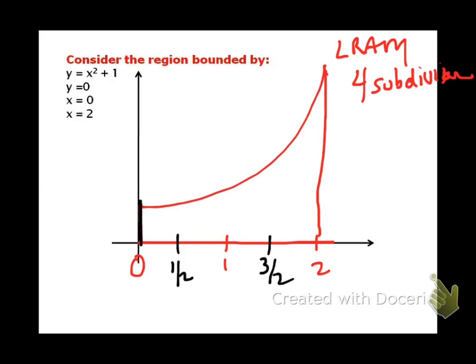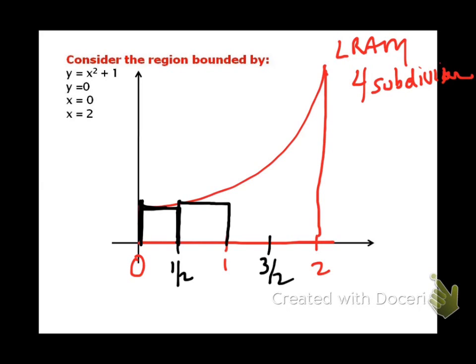So starting at 0, I'm going to draw a line straight up to my graph. I'm going to go straight across to the next marker, which is at 1/2, and you can see how I'm creating a rectangle there. That's my first rectangle. Second rectangle is going to come from 1/2. Go vertical up to your graph at y equals x squared plus 1. Go straight across until I hit my next marker at 1, and there's my next rectangle.